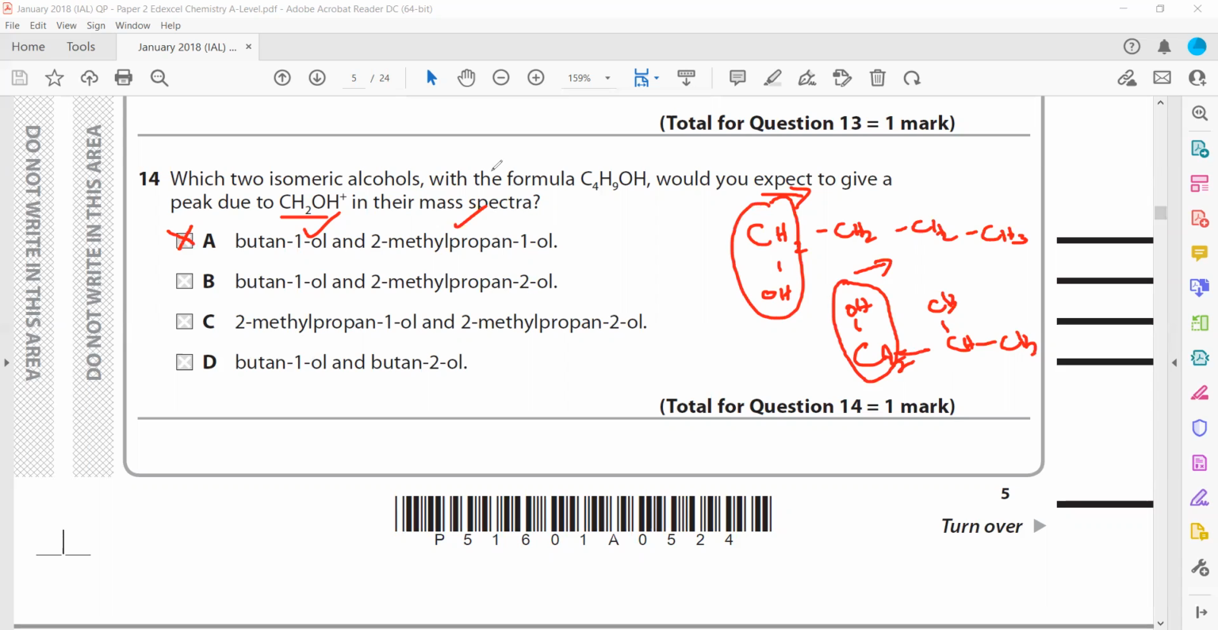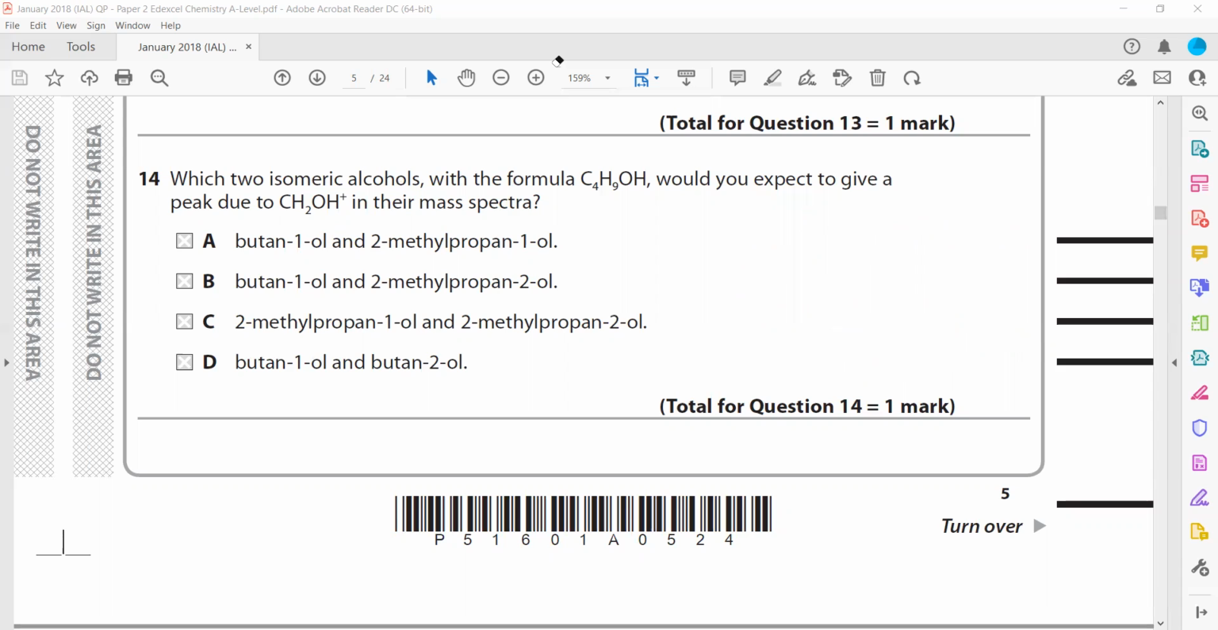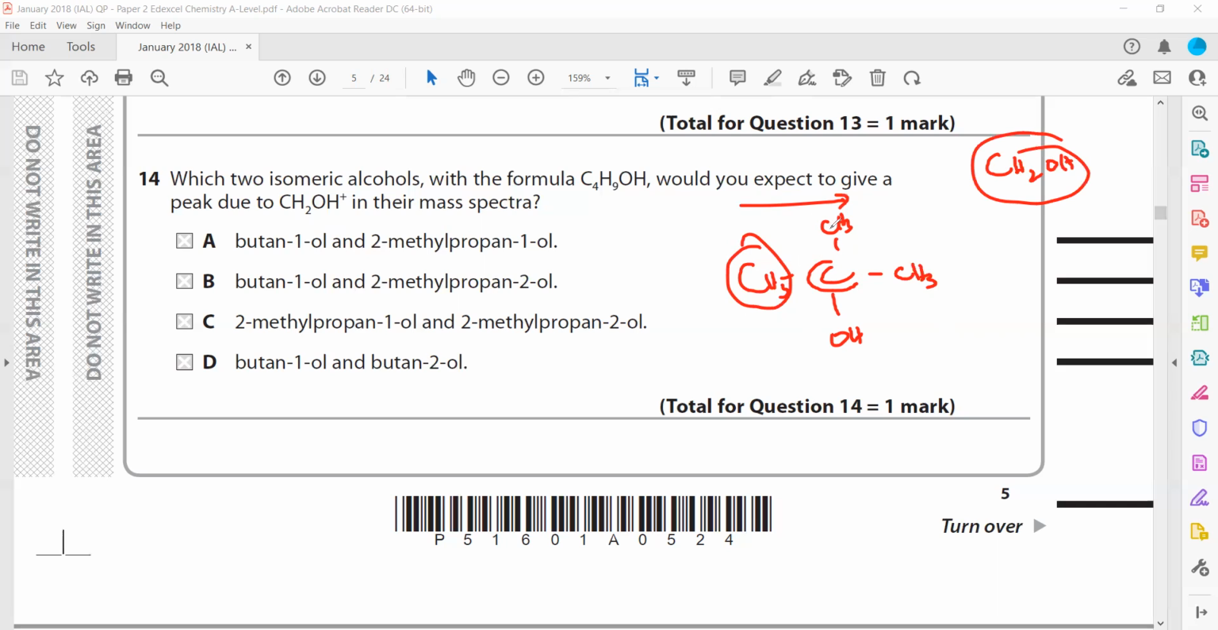Why not 2-methylpropan-2-ol? If I draw the structure, CH3 is there, OH is there, and then CH3. So there will be a peak at CH3, then there will be a peak for the whole molecule together. We will not get a peak due to CH2OH, because we want a peak of CH2OH, but we won't get it from left to right or right to left. That's why 2-methylpropan-2-ol will not give us the peak.